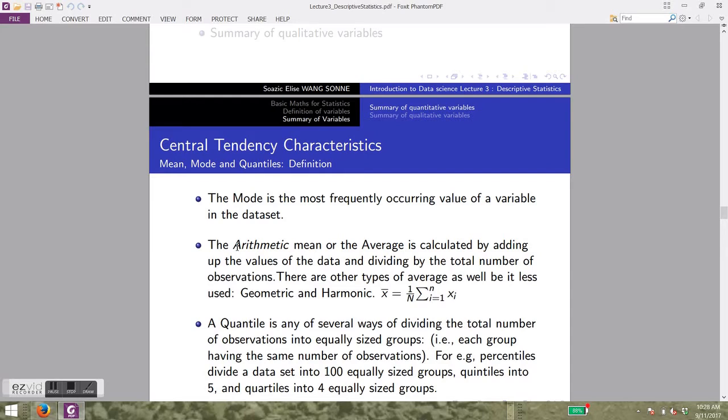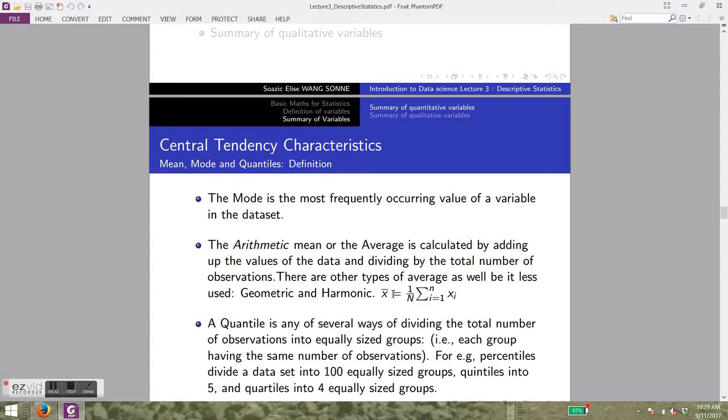It's given by, as I said, you remember the sigma sign, the Greek letter that we used when we were talking about basic math for stats. This is something that you will come across a lot during this lecture and this course of data science. It's read as the sum of x_i, with i going from 1 to n, and you divide this number by the total number of observations, and then you have the arithmetic mean, right?